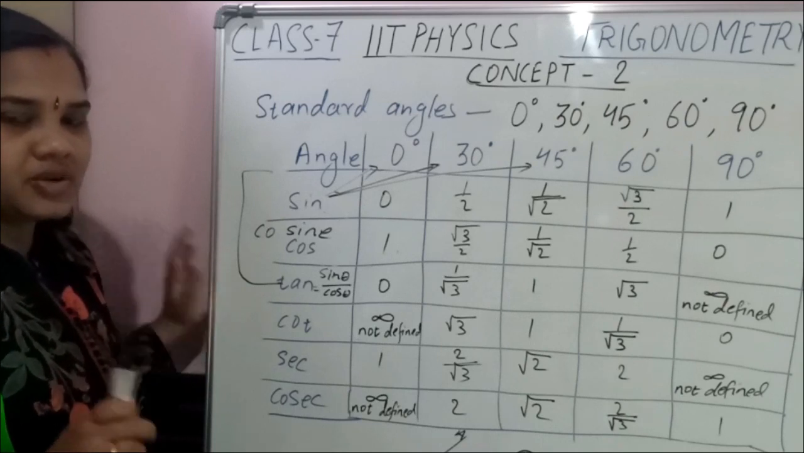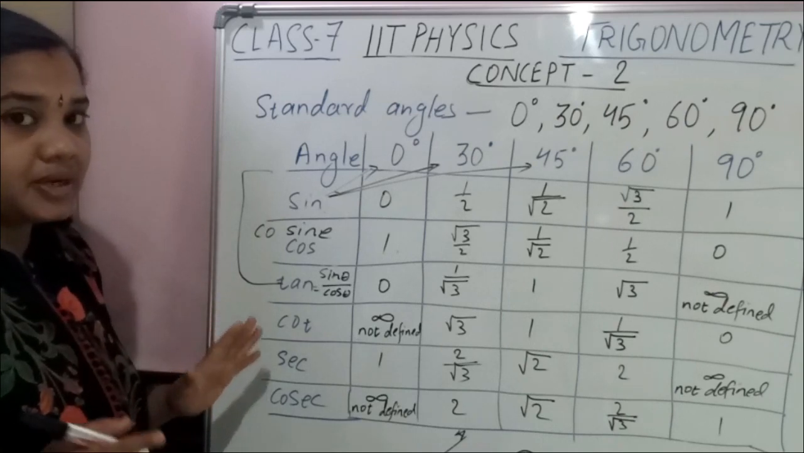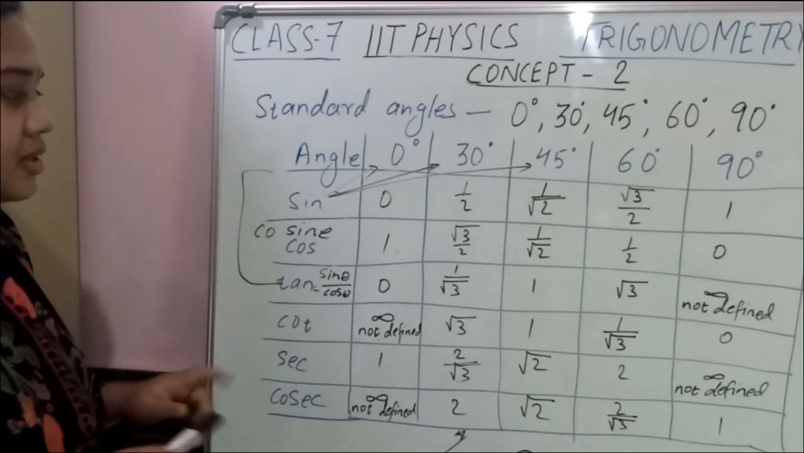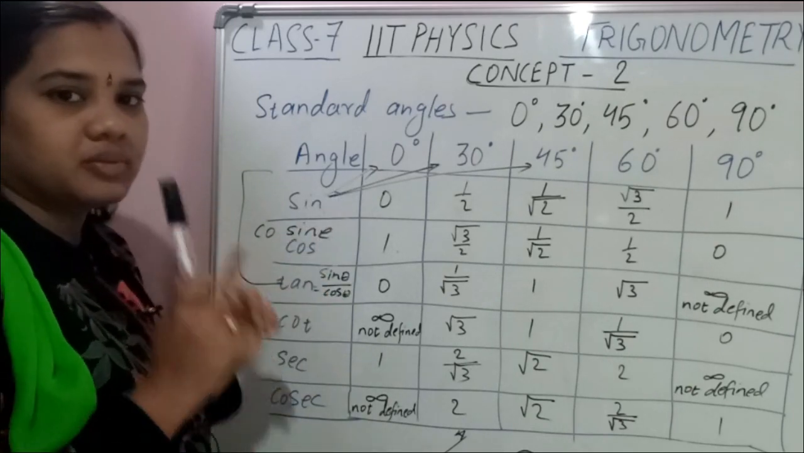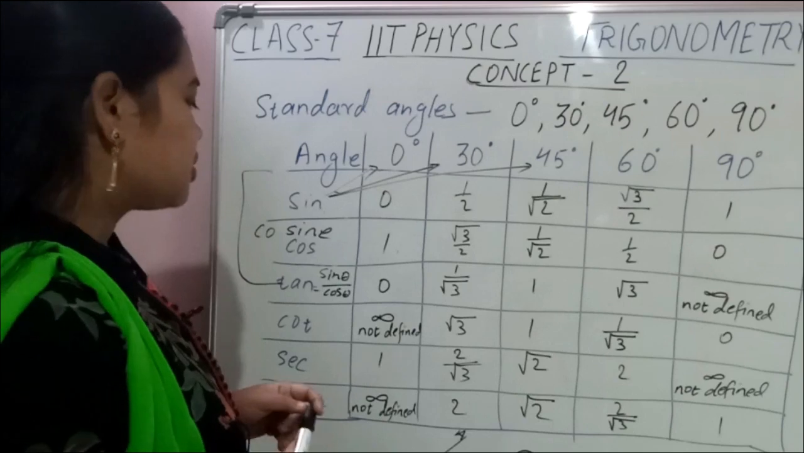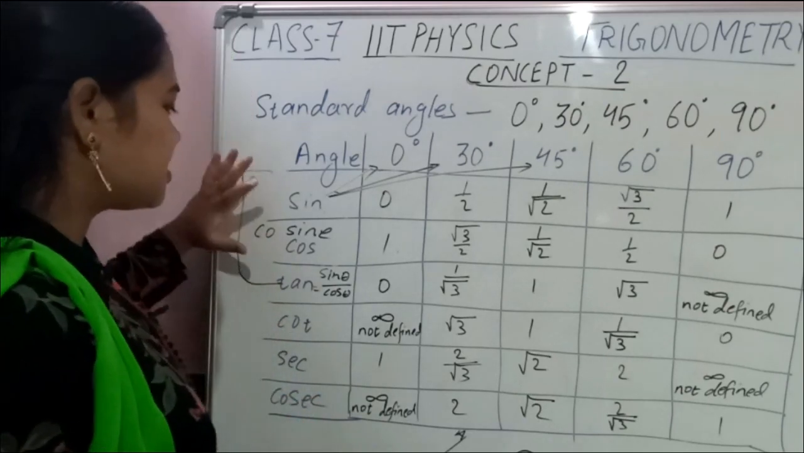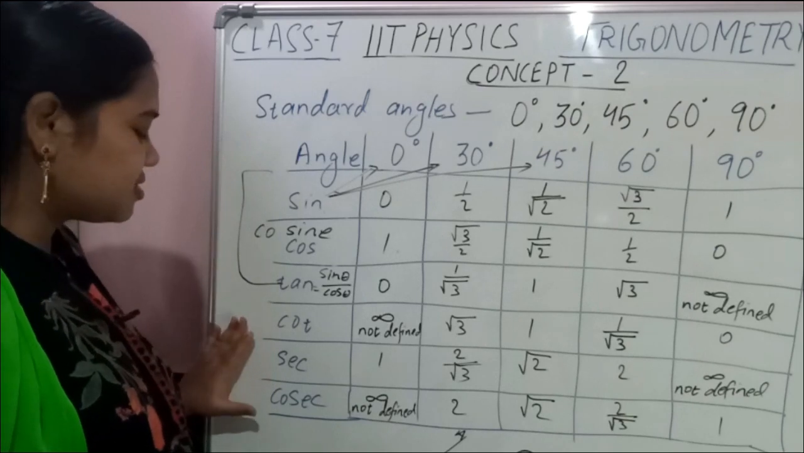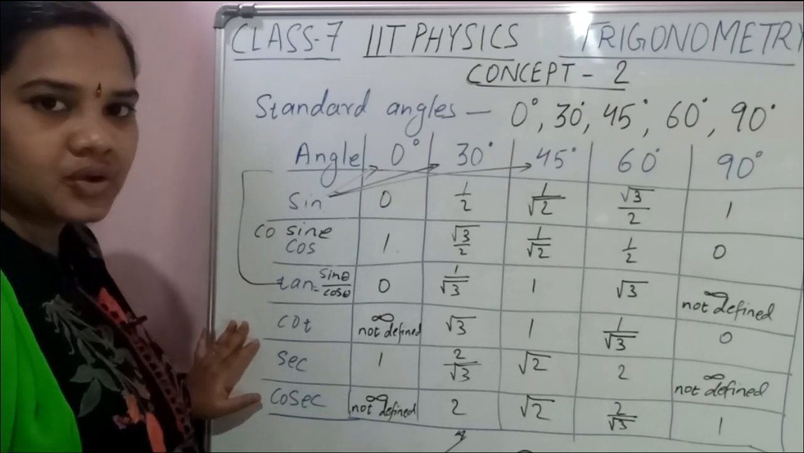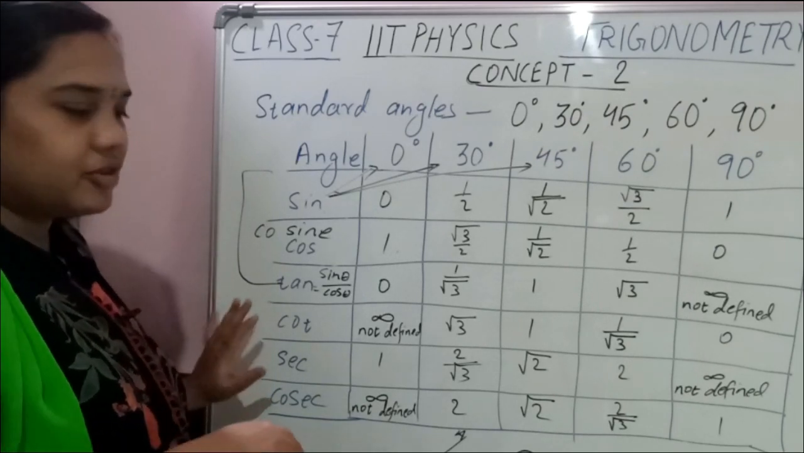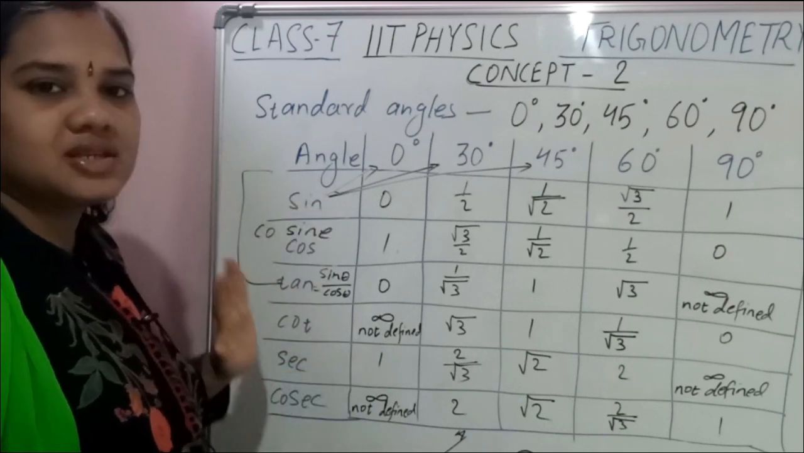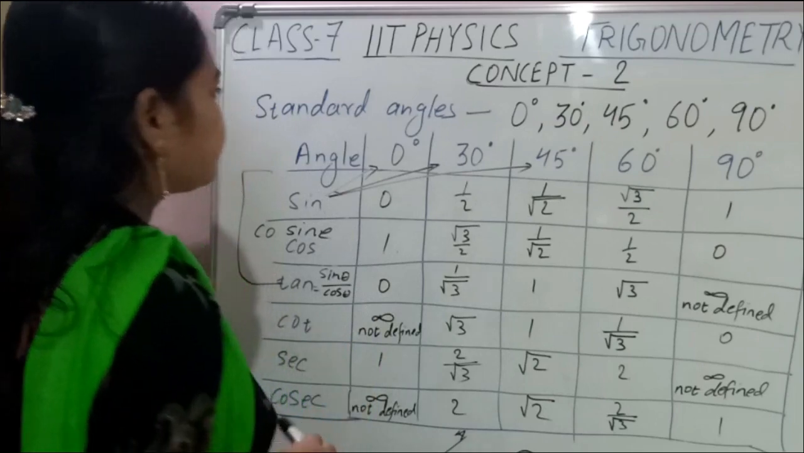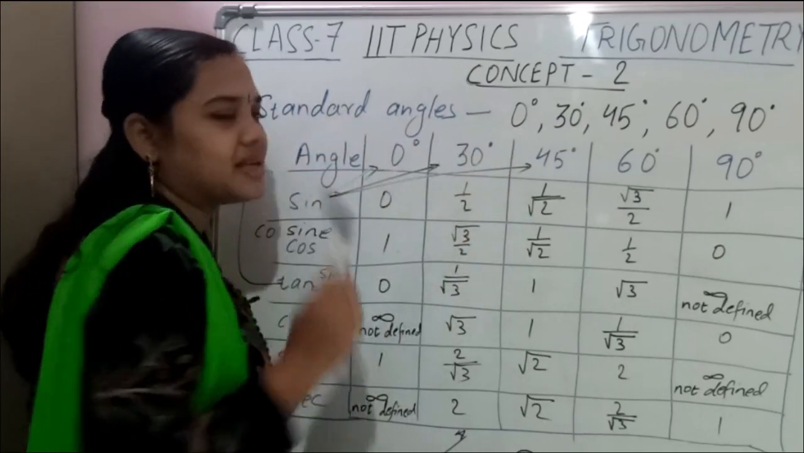Today's session is a very short period, but it contains a very big matter. You have to observe this table. Try to remember these three values: sine, cosine and tangent. Then for these three, take the reciprocal. When you take the reciprocal of these values, you will get the others. Clear?